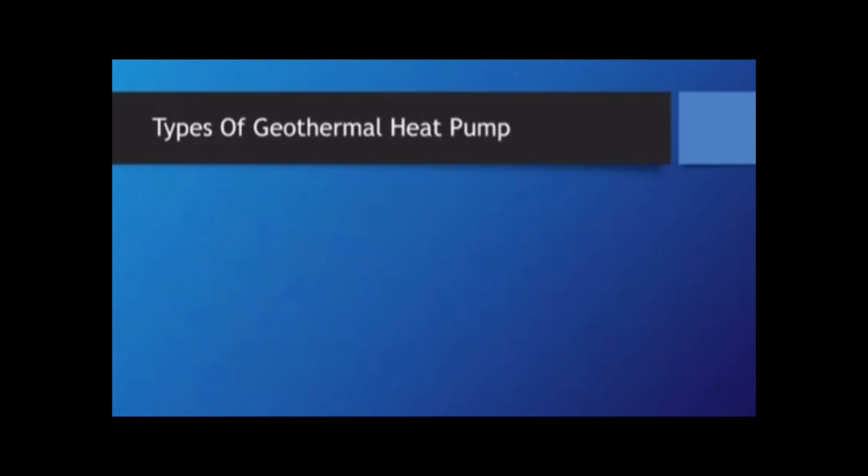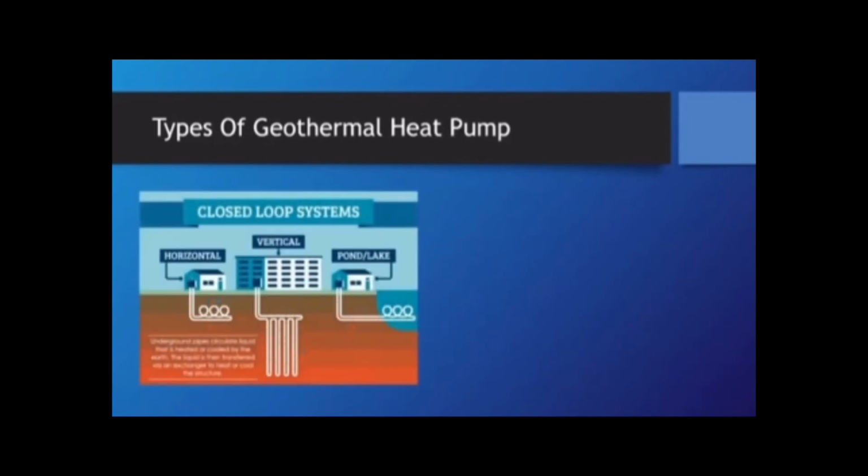There are four basic types of ground loop systems. Three of these, horizontal, vertical, and pond or lake, are closed loop systems. The fourth type of system is the open loop option. All of these approaches can be used for residential and commercial building applications.